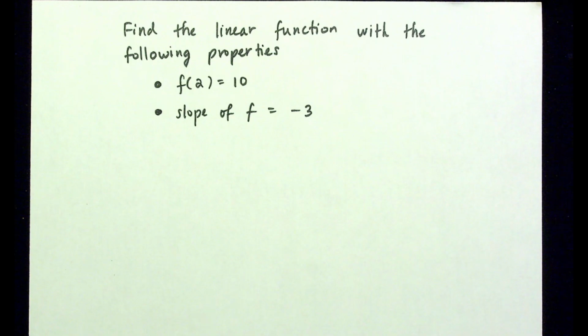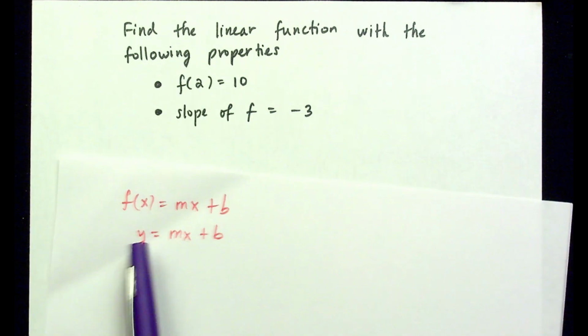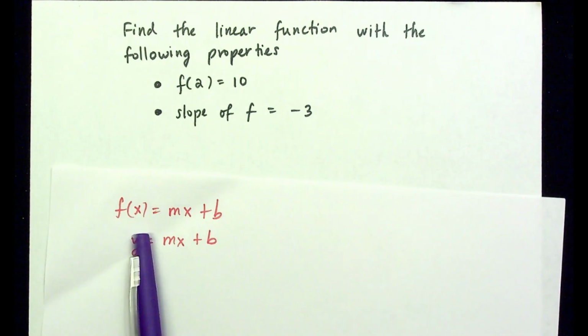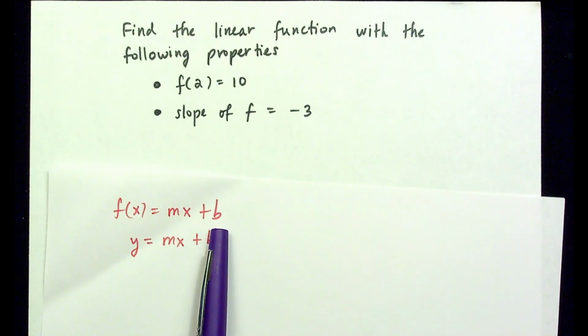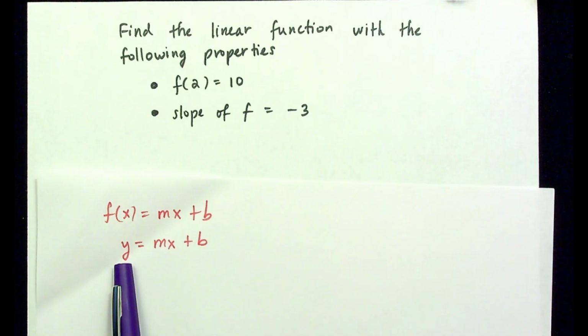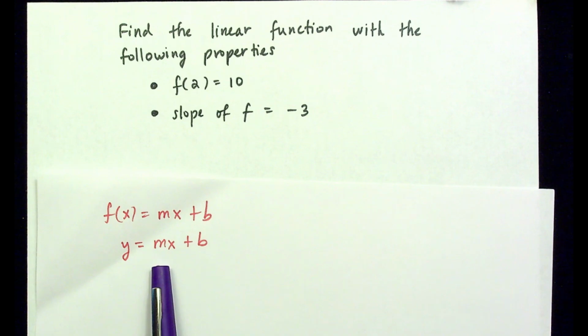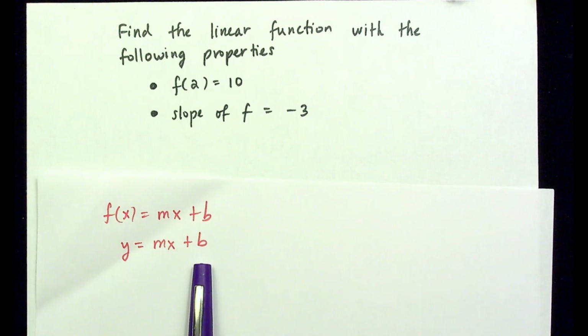Find the linear function with the following properties. f of 2 equals 10 and the slope of f equals -3. Recall that a linear function is just a function that has this form: f of x equals mx plus b. And that is exactly the same as the slope-intercept form for the equation of a line.